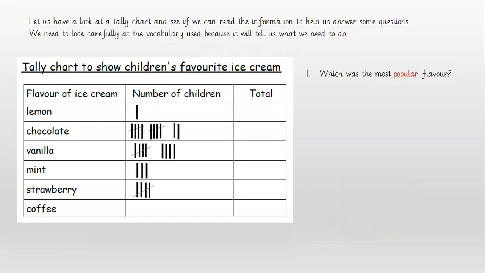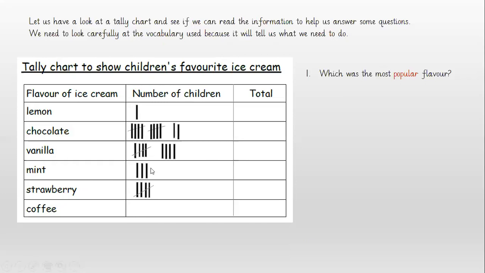Let us have a look at a tally chart and see if we can read the information to help us answer some questions. We need to look very carefully at the vocabulary used because it will tell us what we need to do. So the first question asks us, which was the most popular flavor? So what does the word popular tell us? It tells us which flavor did most children like.